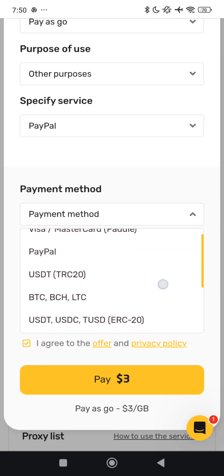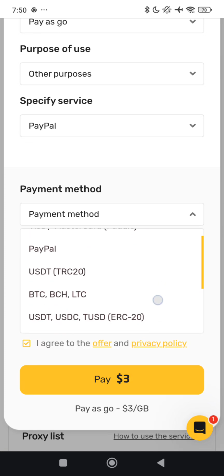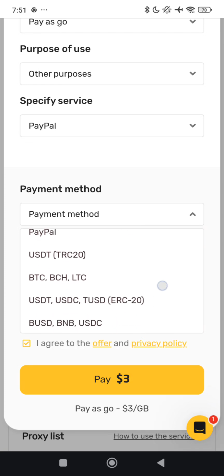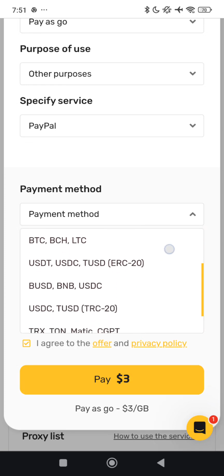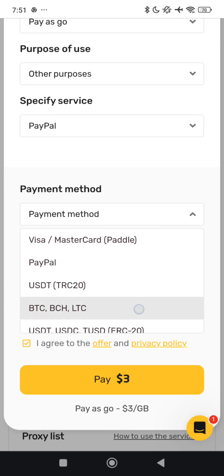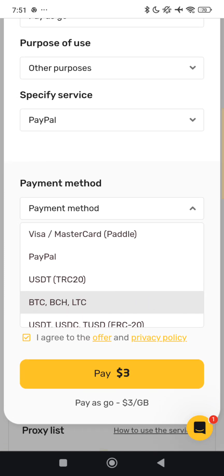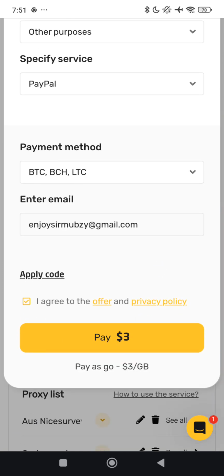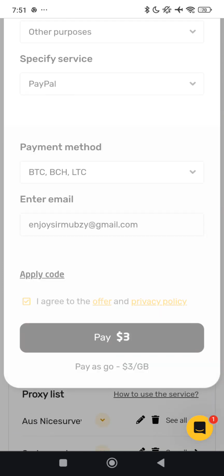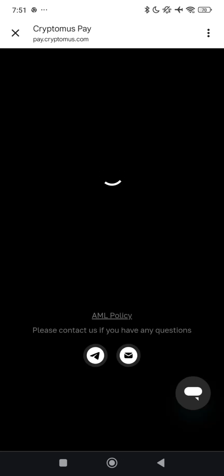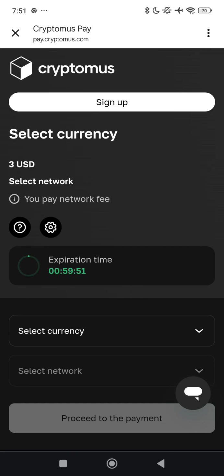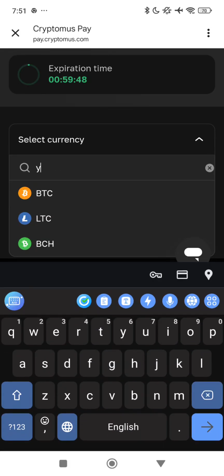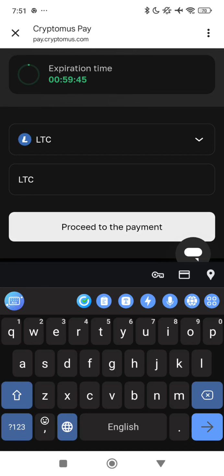You can pay with Visa, MasterCard if you have a dollar card, if you have PayPal funds, if you have USDT TRC20, if you have BTC or LTC. The cheapest is LTC. You can use LTC to fund. LTC is the cheapest, so you can just click on LTC and agree if there's a prompt. Then it will direct you to where you are going to make payment. You understand? So it's going to direct you to where it will generate an LTC wallet address.